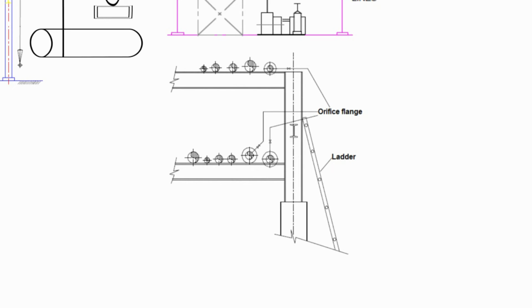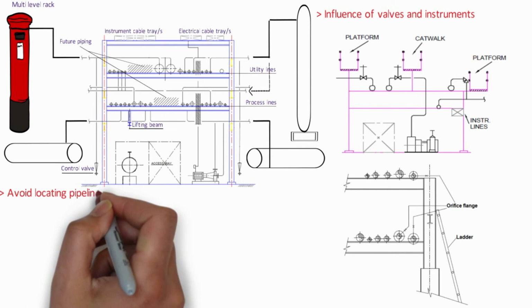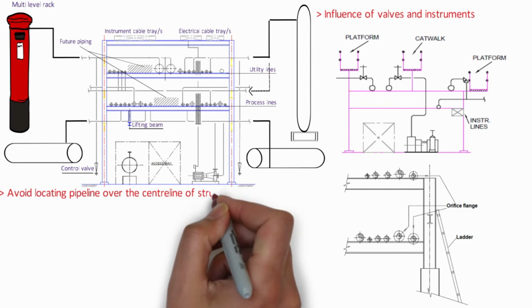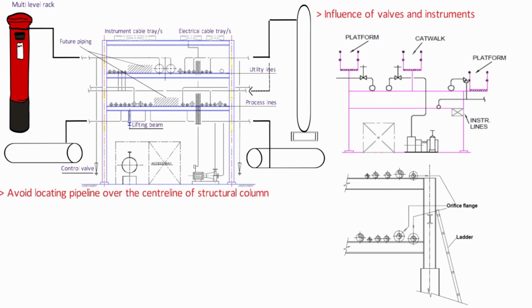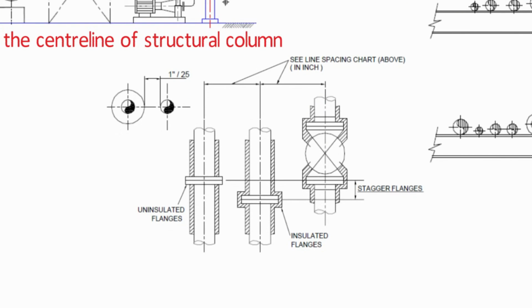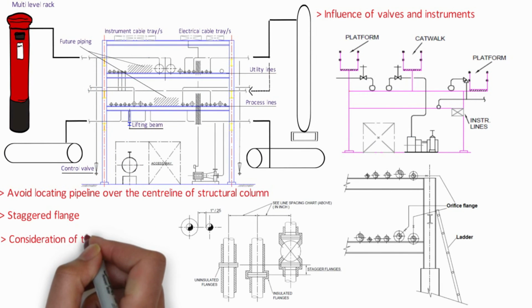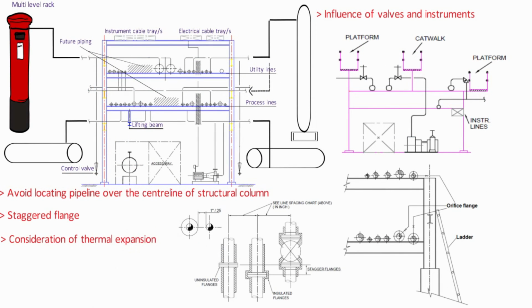should be provided. Designers should avoid locating pipelines over a centerline of the structure column for supporting so that column can be extended for future pipe rack expansion. When flanges or flange valve are required on two adjacent lines, the flanges are to be staggered. Thermal expansion or contraction must be accommodated by keeping sufficient clearance at the location where the movement will occur.